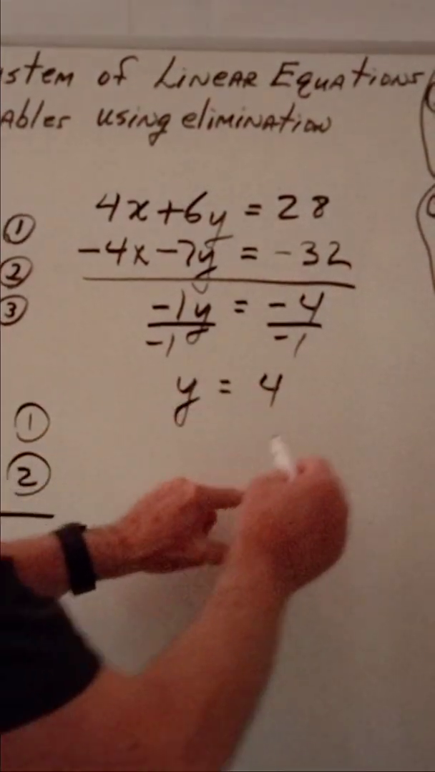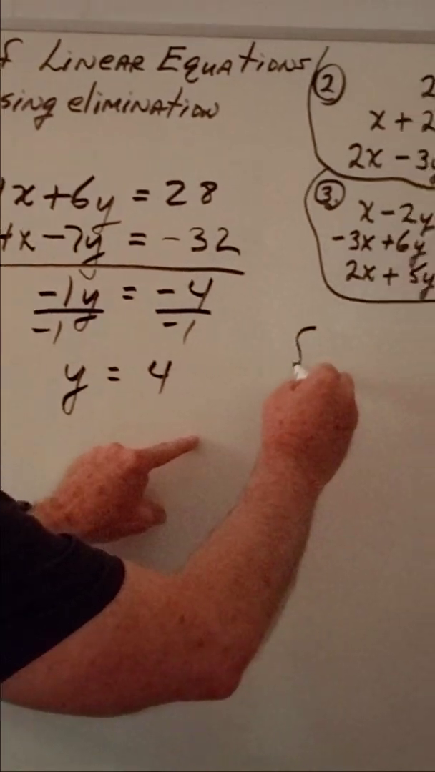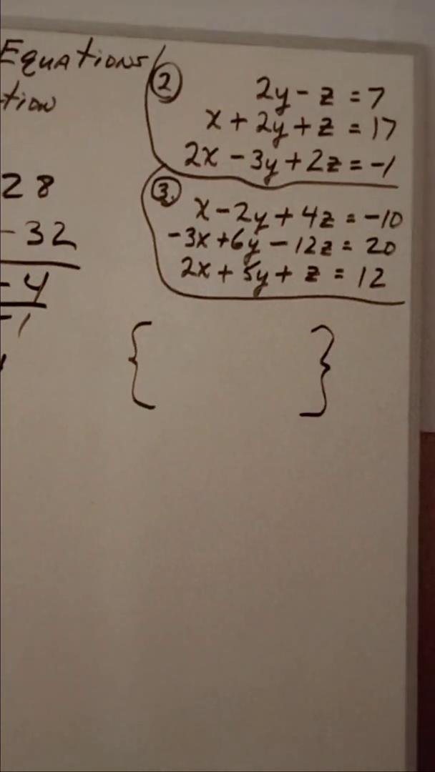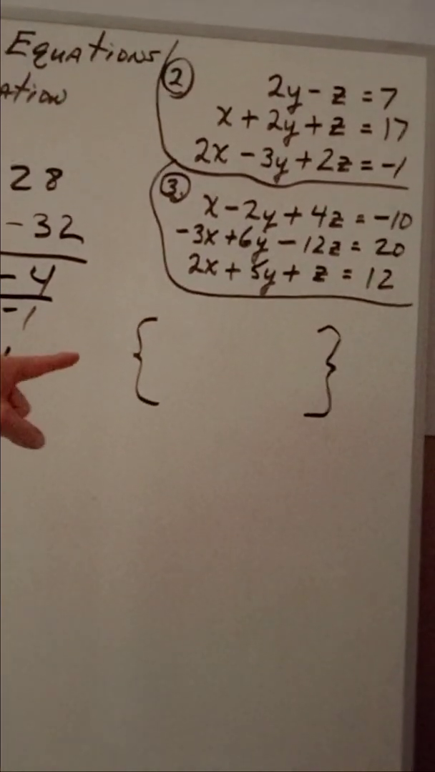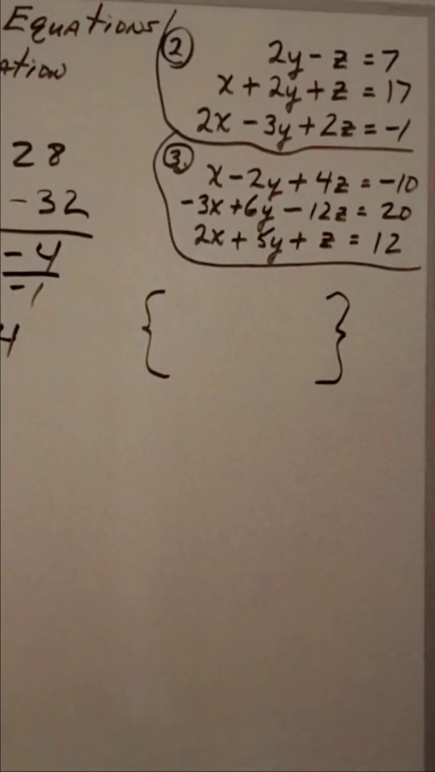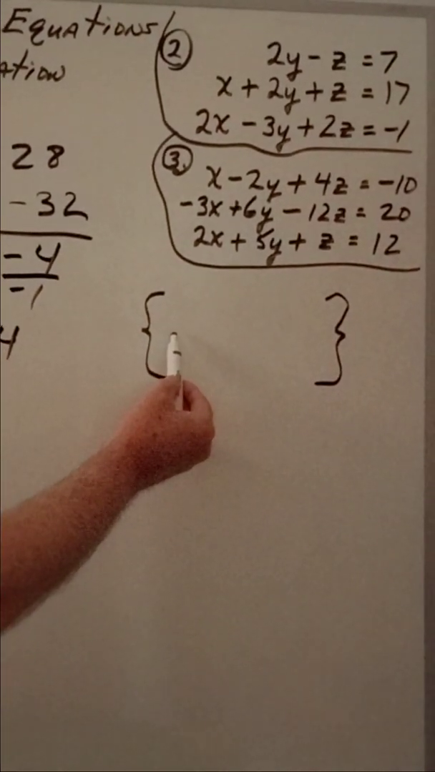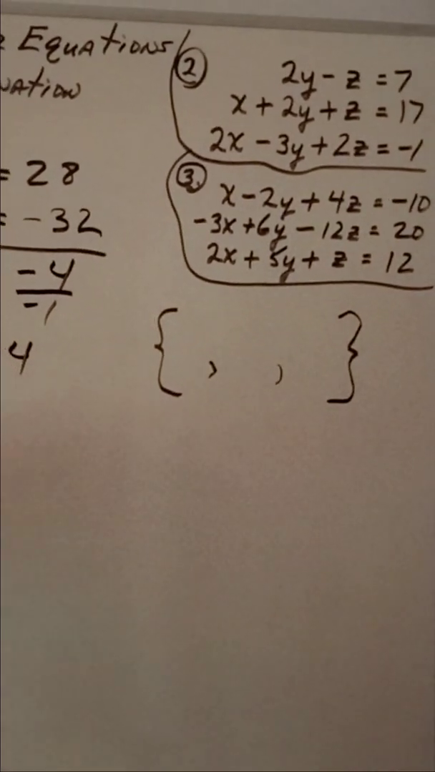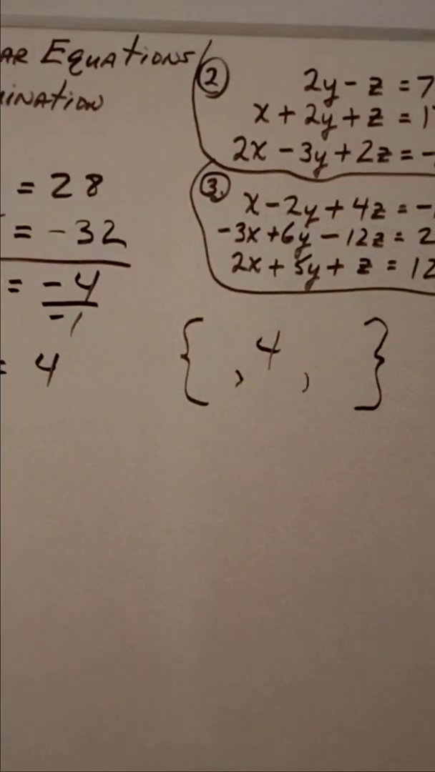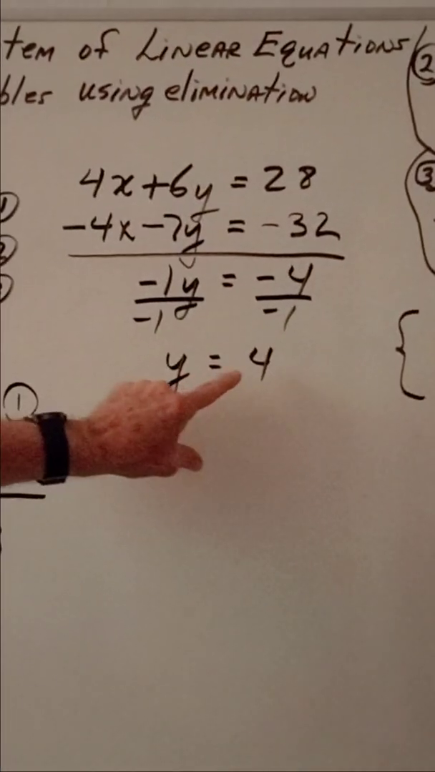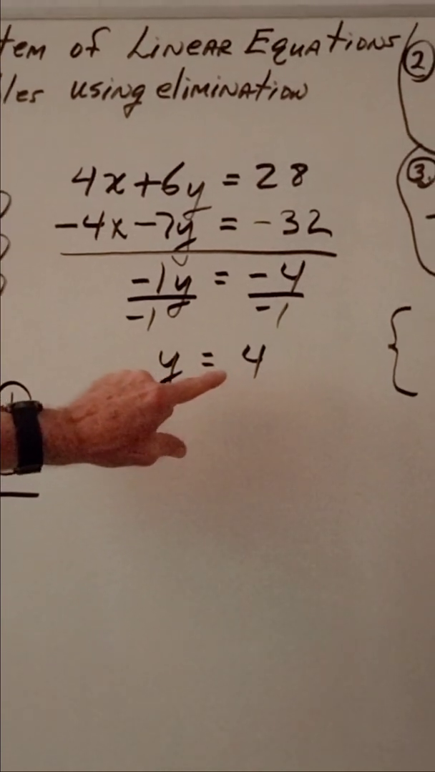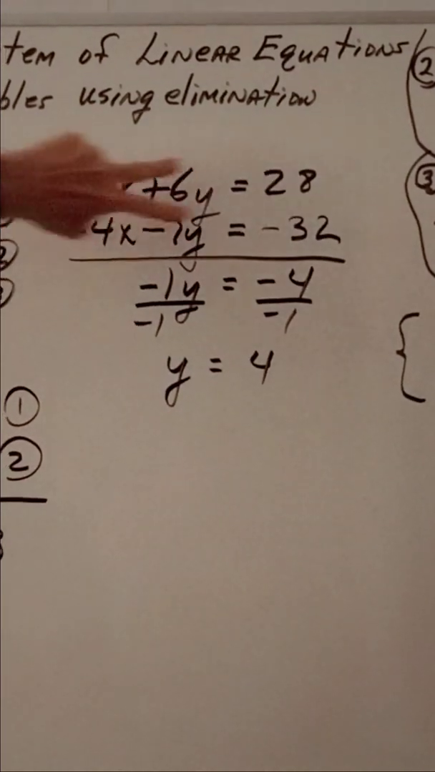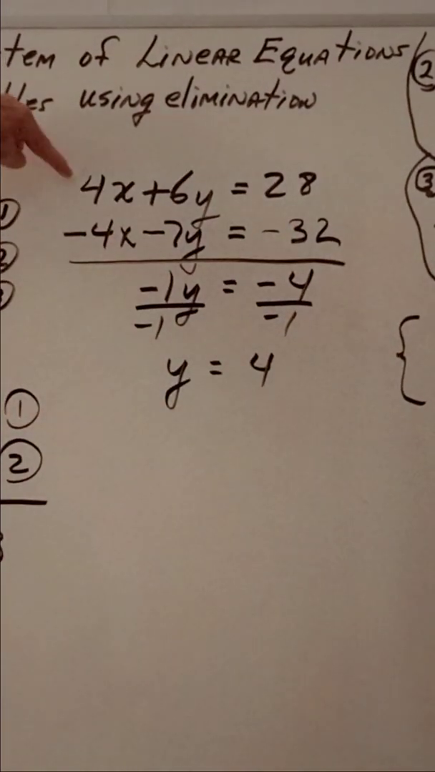Not that I have to do it right now, but I am going to get it ready. The solution to a system of linear equations in three variables is an ordered triple, with x written first, y written second, and z written third. We just found our value of y is 4. Now we'll take the value of y, which is 4, and we will substitute that 4 in place of y in any one of these equations. It doesn't matter which one. I'll go ahead and take the top one.